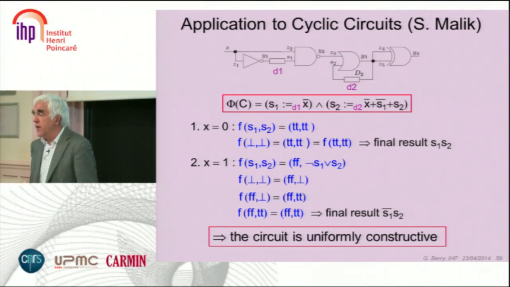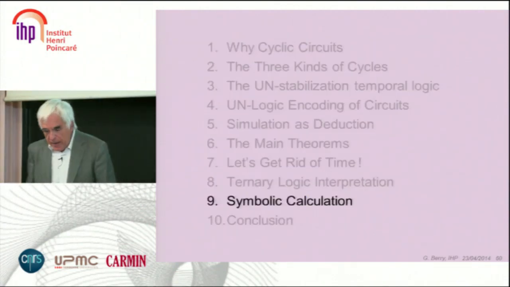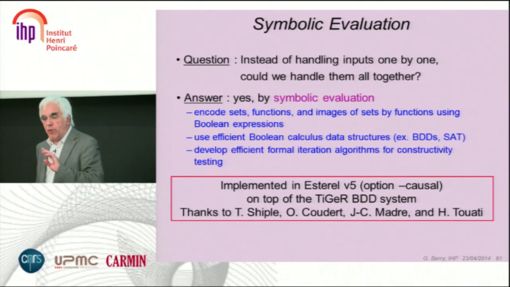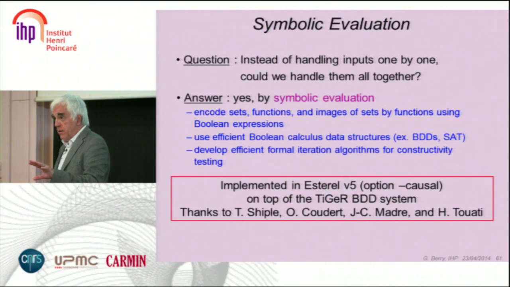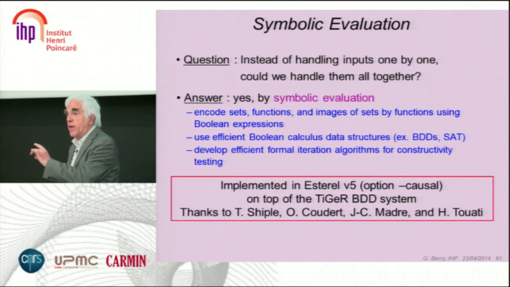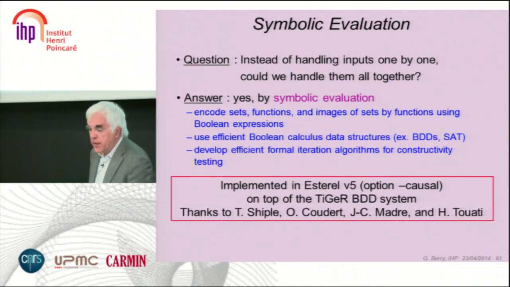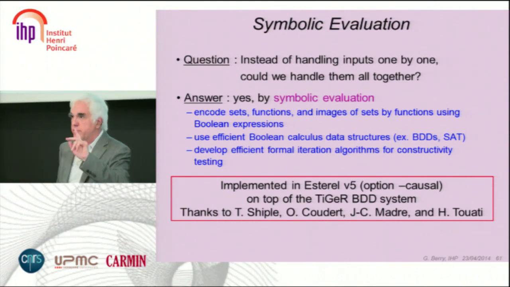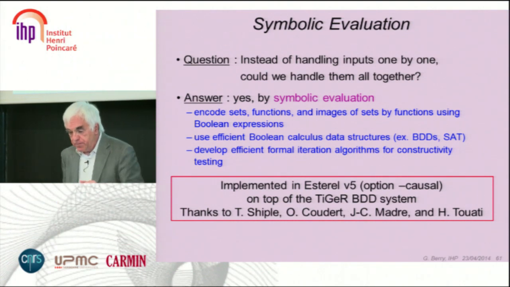We just transformed a linear algorithm into a sublinear algorithm into a cheaper, more expensive algorithm. But what we can do is to go further by asking ourselves a question. Instead of handling inputs one by one, can we do all of them together? And the answer will be yes, by doing symbolic evaluation with formulae instead of per value evaluation, which is not surprising either. Basically, you have to encode sets, functions, images of sets by functions, and in practice also reverse images of sets by functions, which is by expressions, which is harder.